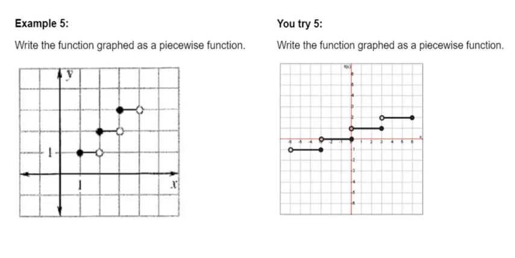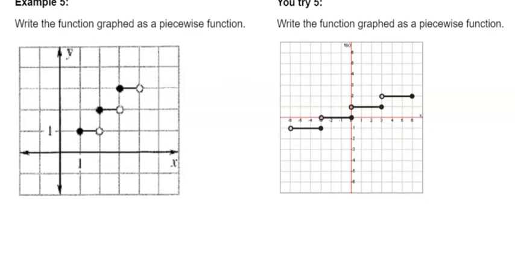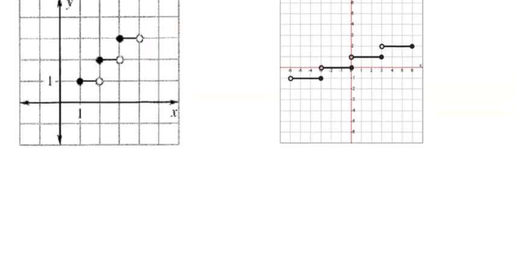We want to write it as a piecewise function. Now, your piecewise function will have as many equations as there are pieces. So for this first example, I have one piece here, another piece here, and another piece here. I have 3 pieces. So that means my piecewise function should have 3 equations. All right, so let me move this down just a little bit so we can see.